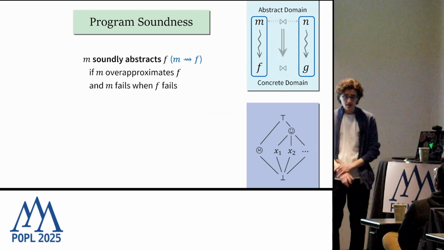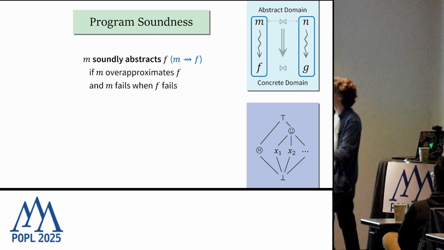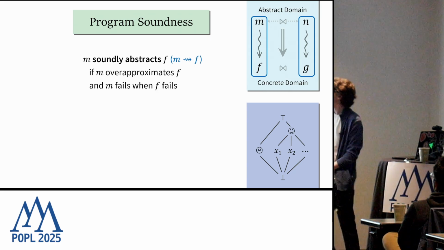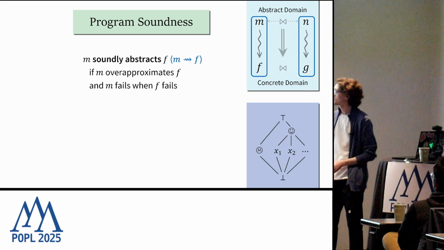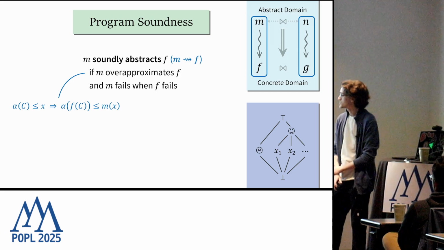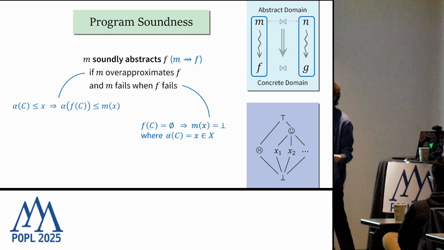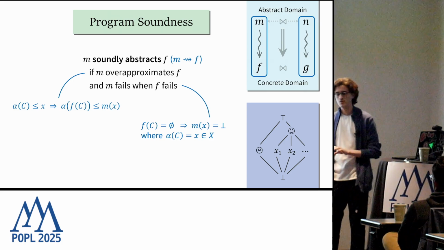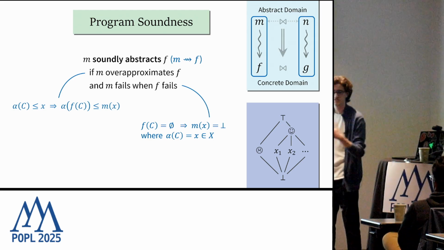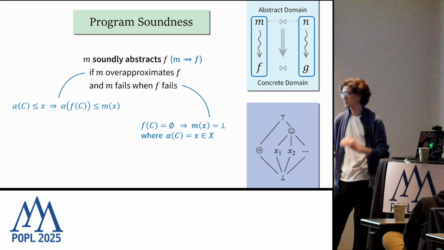So we have our concrete and abstract programs. Let's connect them together with a notion of soundness, which we denote with this squiggly arrow. And we say that abstract program M is sound with respect to concrete F if two things hold. First, that M over-approximates F, which is a standard constraint in abstract interpretation. And then a second one, which says that M fails when F fails. And the second one is important because our notion of commutativity is going to depend on successful termination of the concrete programs. So this helps to handle that case.